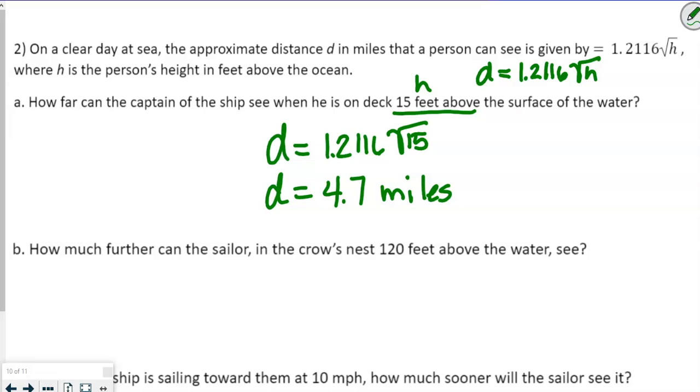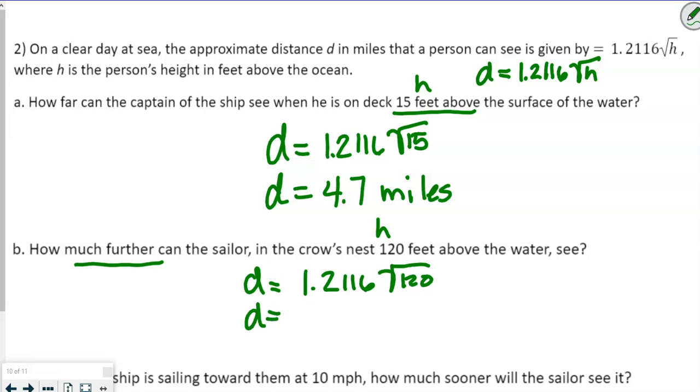Okay, so this time we're asking how much further. So we're going to find the distance, but then we're going to do a little bit more with that. So again, this is what? Our height is 120. Okay, so we're looking for the distance again. So this is 1.2116 times the square root of 120. That distance is equal to 13.3, right?